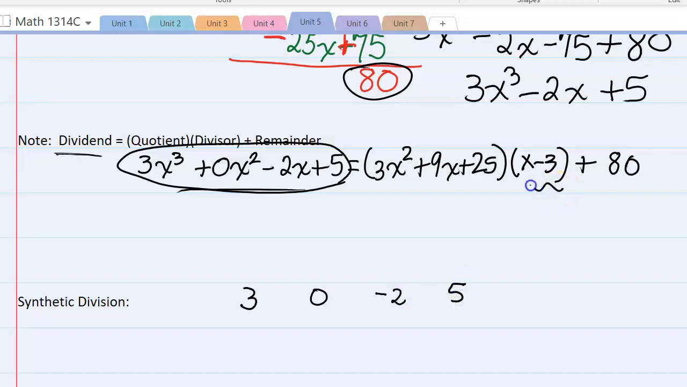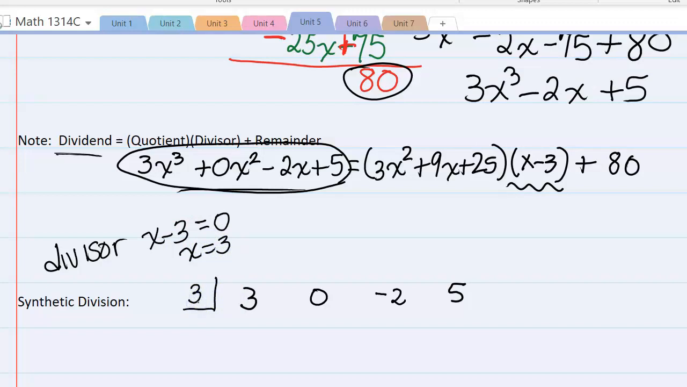And then we would get our divisor. Remember our divisor was x minus 3. If I solve that for 0, we would find x is equal to 3. And that's what I'm going to put right here. So for synthetic division, the first thing we're going to do is bring down the first term, which is a 3. Then the next thing I'm going to do is multiply my divisor times this number down here and put it right here for a 9. 3 times 3 is 9. Then the next thing I'm going to do is add down, and I'm going to get a 9 right here.